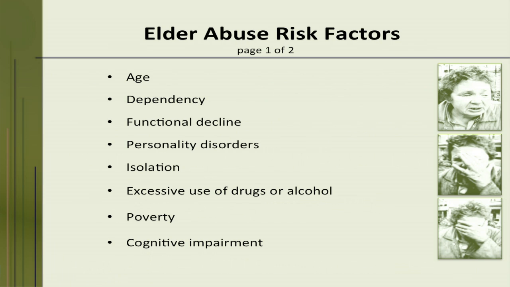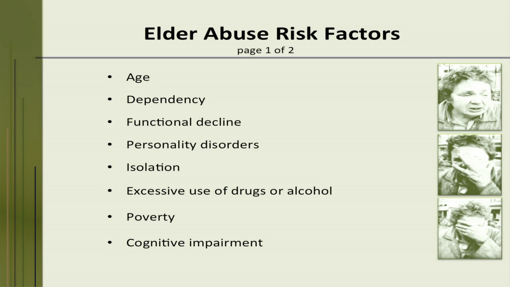And so what are some of the risk factors for elder abuse? Well, there's age. We've noticed prior that people 80 and older were at higher risk for elder abuse. Dependency, which is a big thing. Whenever you end up in a situation where you are dependent on another person, then that opens up options for all kinds of types of abuse. There's functional decline. There's personality disorders, isolation, excessive use of drugs or alcohol, poverty, cognitive impairment. These different factors put older adults at risk for elder abuse for different reasons, such as the functional decline. It goes back to the dependency.